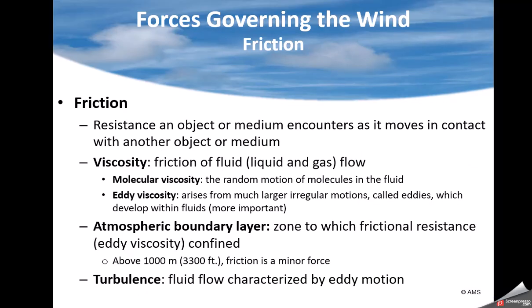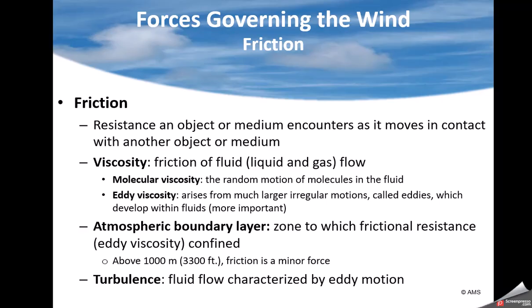Friction. Friction happens everywhere in the atmosphere. And, well, think about it this way. If you tried to move a flat object, a box, and just pushed it along a rough surface, it is hard to move that box, even if it doesn't weigh a whole lot. The reason it's hard is friction with the ground. Air has the same thing.